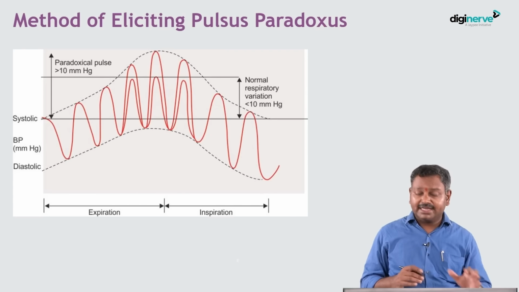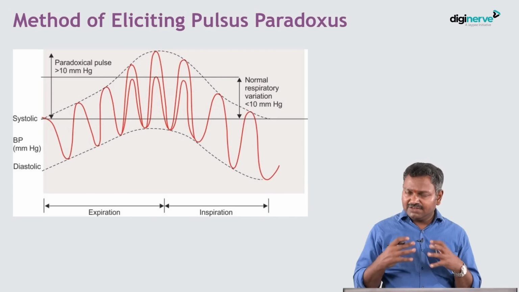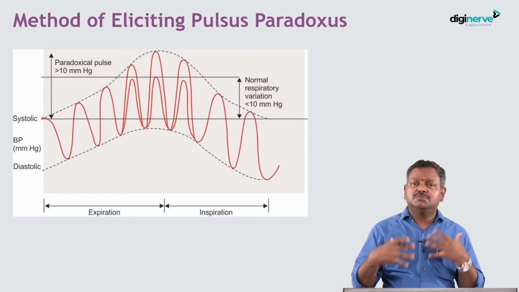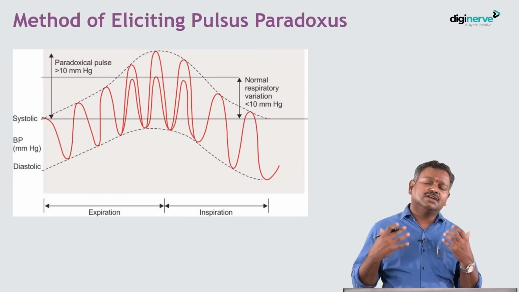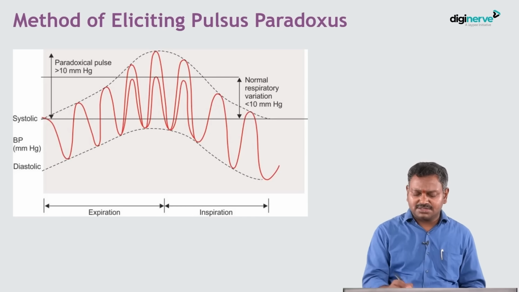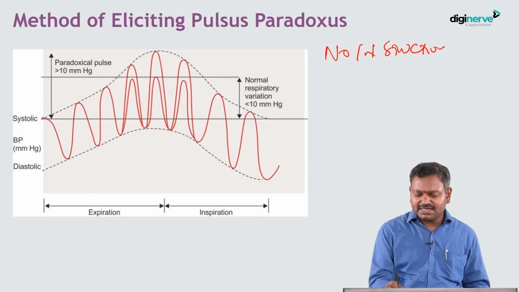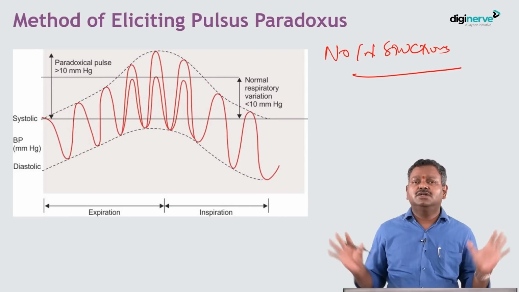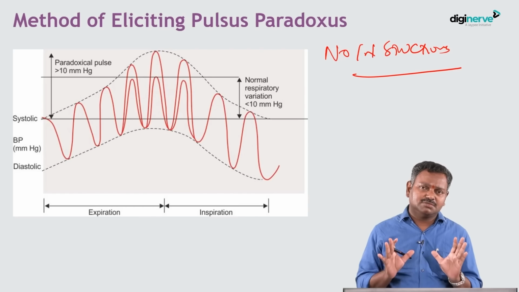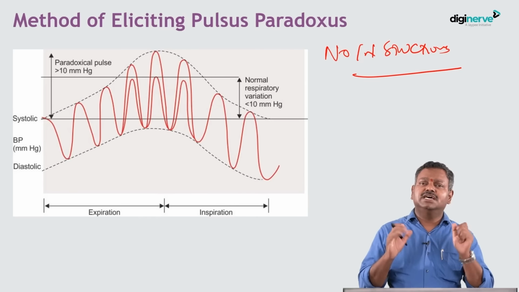Now how do we demonstrate it? Again, you require a BP cuff. Very, very important, you should not make the patient conscious that you're checking for the respiratory variation. Because even if slight awareness happens, this normal physiology goes off. You can't ask the patient to take a deep inspiration or deep expiration. Do not give any breathing instructions to the patient. That is very, very important. You're just observing the patient.